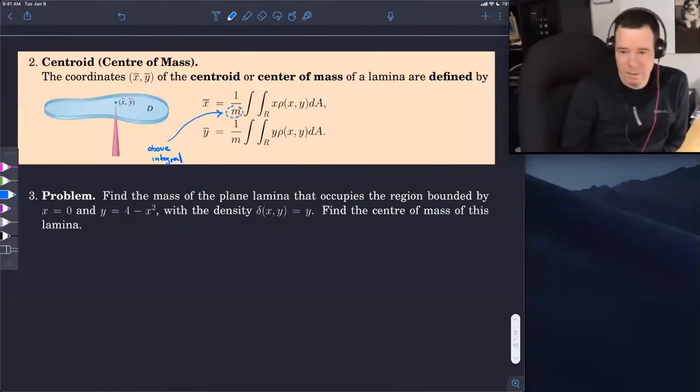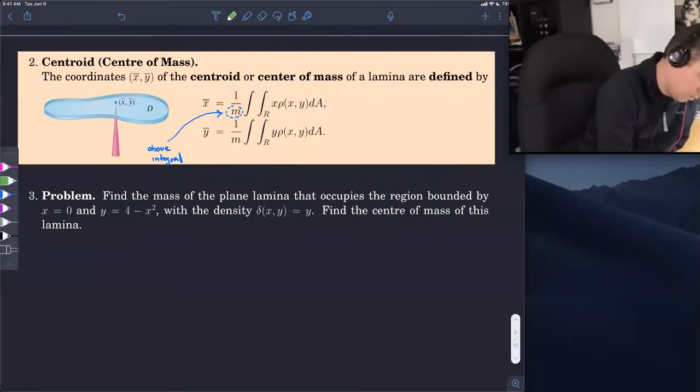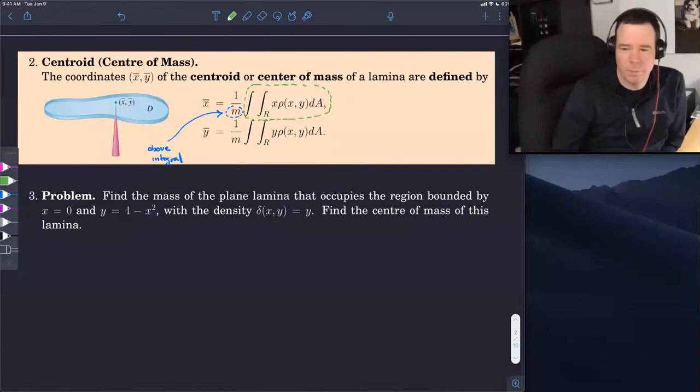It is the integral of the density function. And so it's 1 over the mass times the integral of x times the density function. And so that we also have a name for. What this integral is doing is it's really sampling the density at all points on the lamina, and then also their proximity, in some sense, to some frame of reference. So that's why we multiply by x.